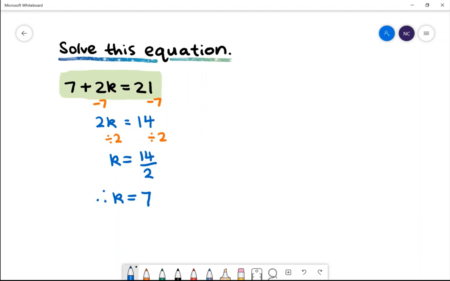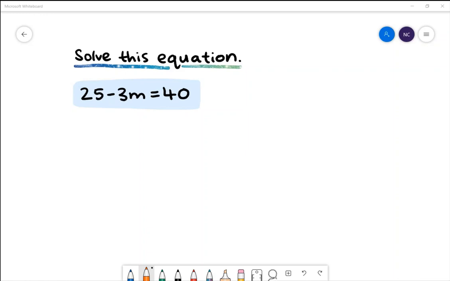We can check that this answer is correct by substituting k is equal to 7 back into the equation, which will give us 7 plus 2 lots of 7, which is 21. So this answer makes sense.